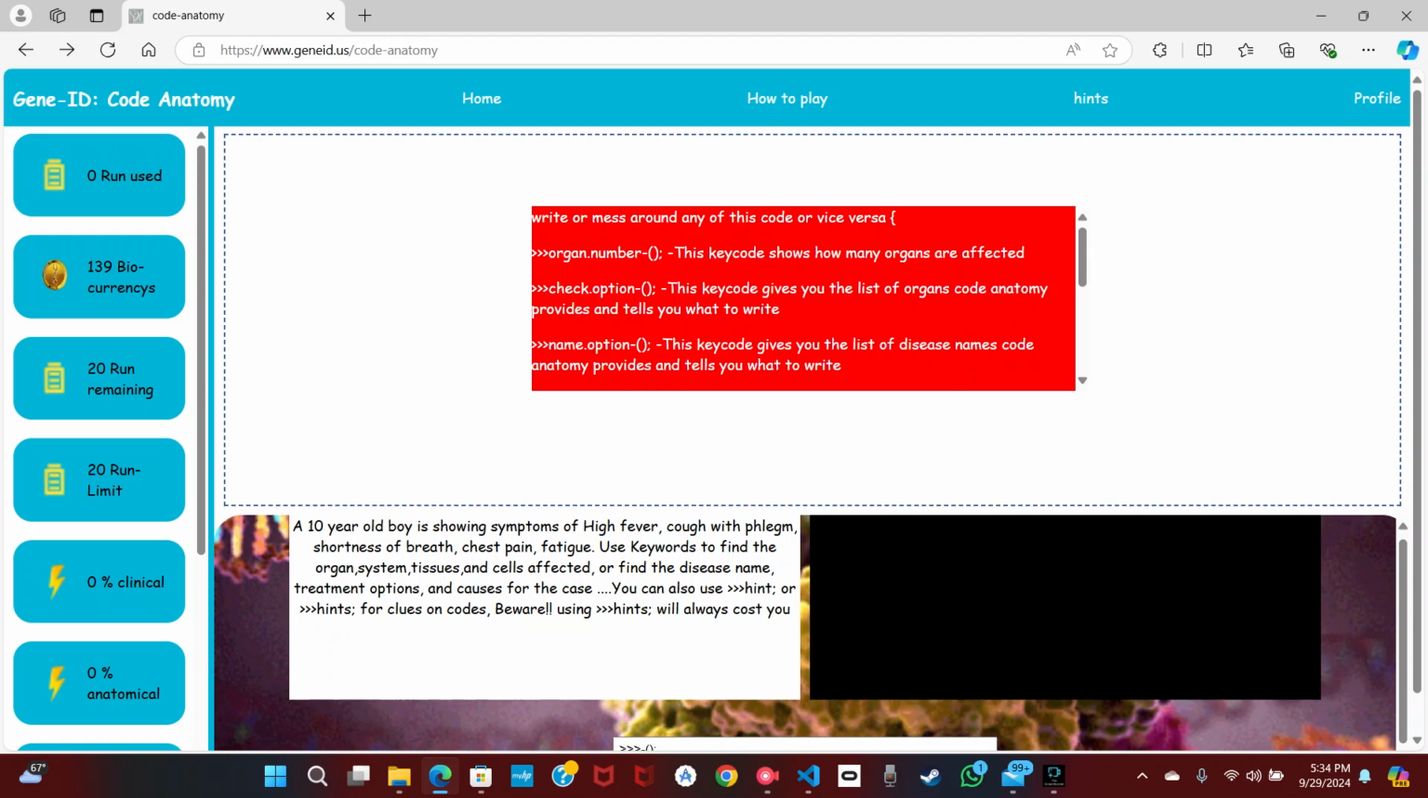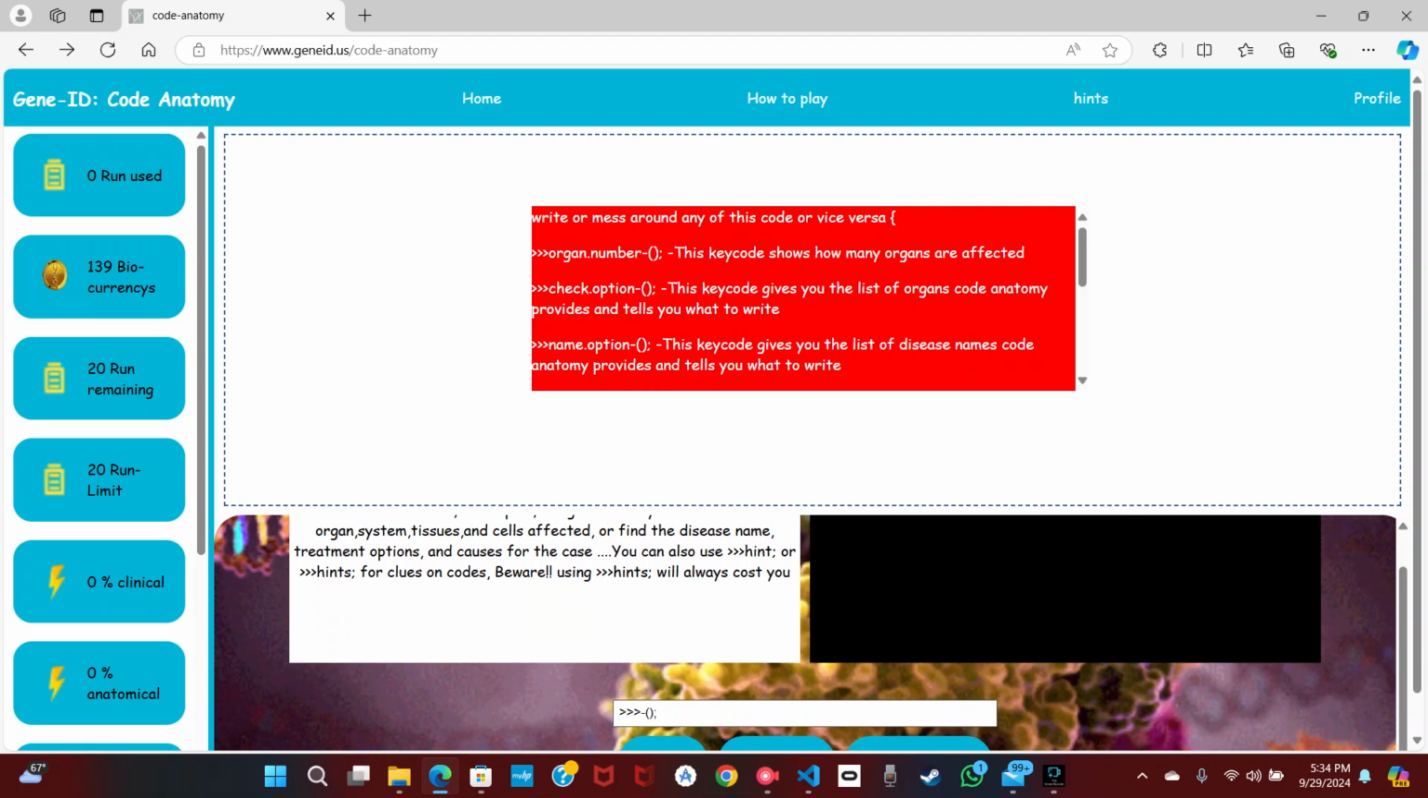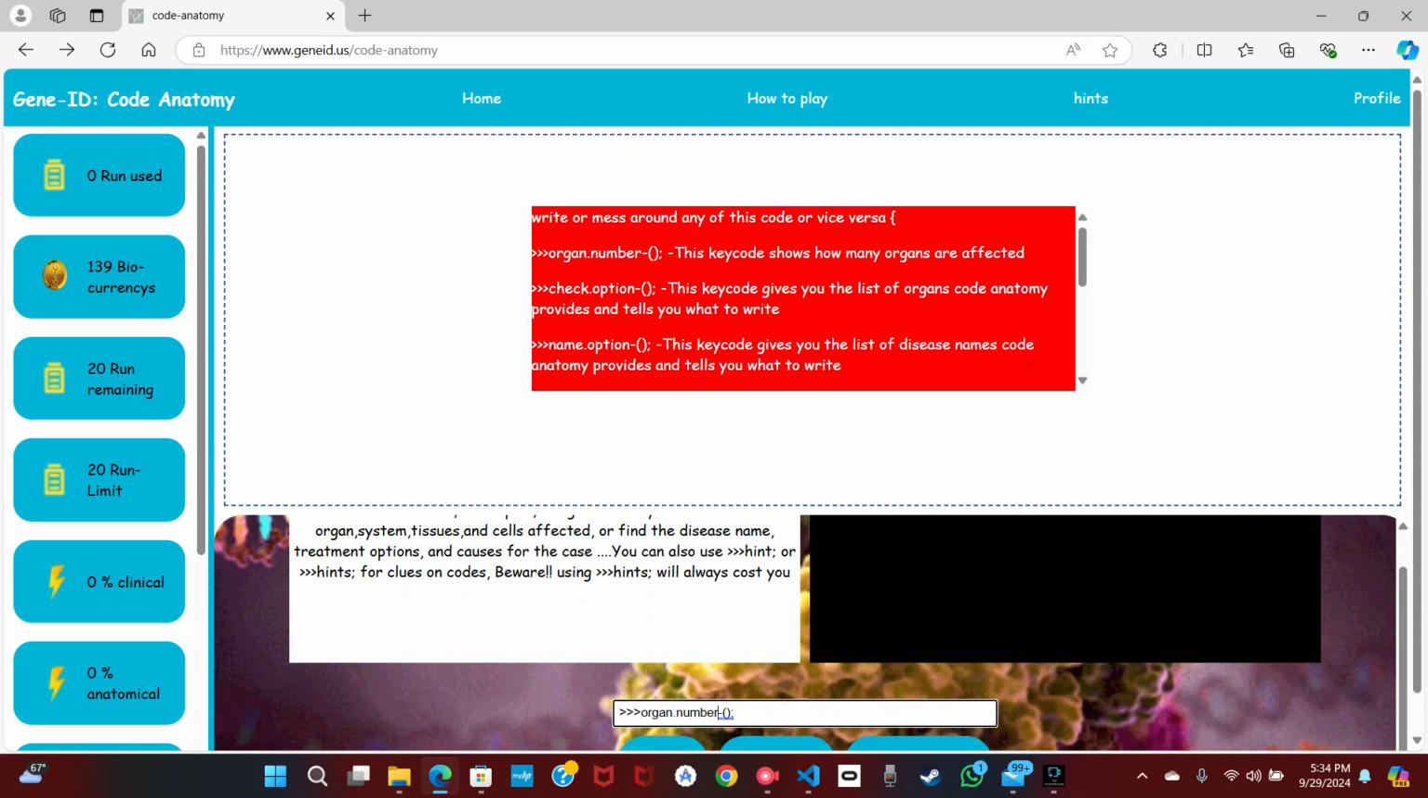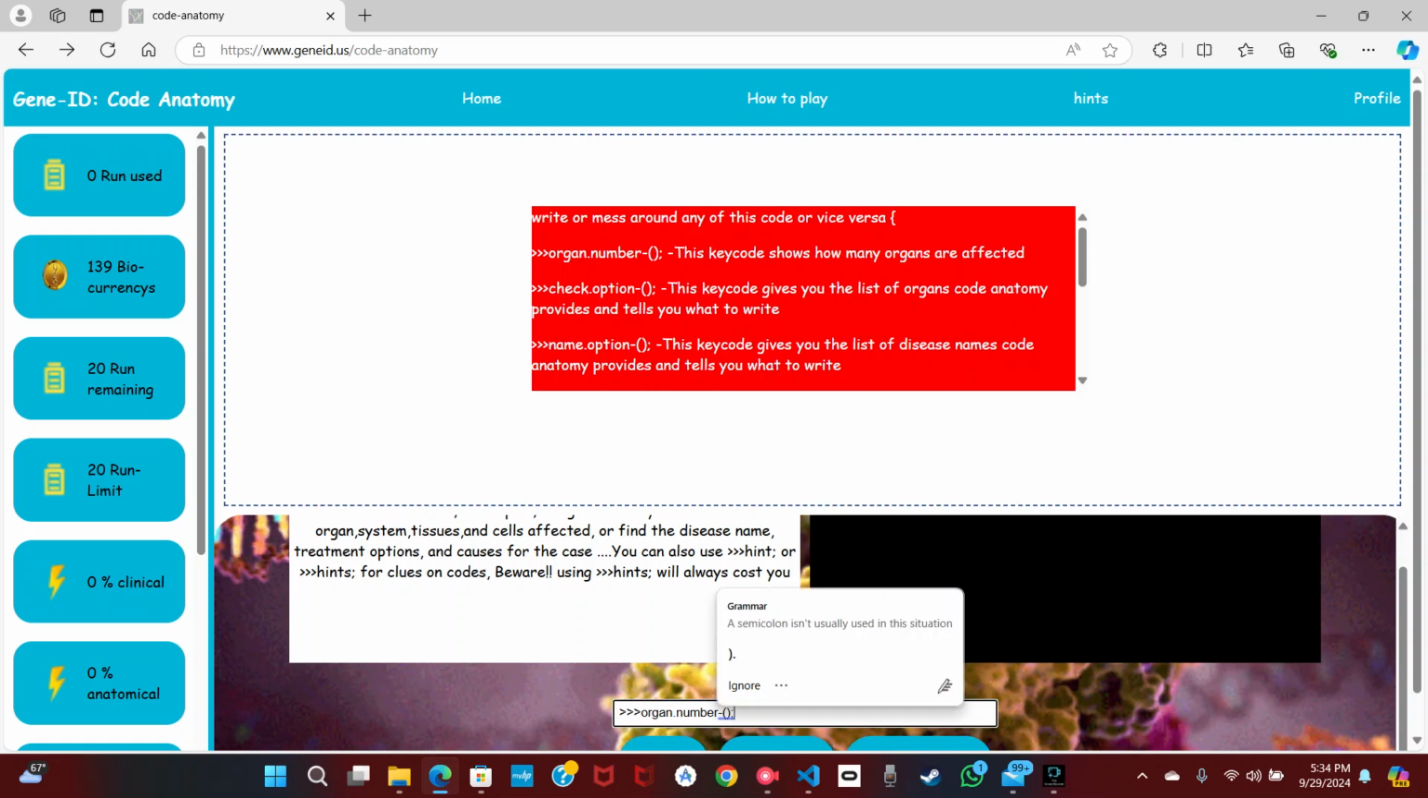Okay, so right now I'm seeing organ here and it's giving me organ dot number. Is that what I need? It says here this key code shows how many organs are affected. All right, I think I should know how many organs are affected. So I should type organ dot number, let's just type it the way it is. As you can see here, I didn't give space at the end. So make sure that at the end of the semicolon, you do not give space. Everything should be stacked.